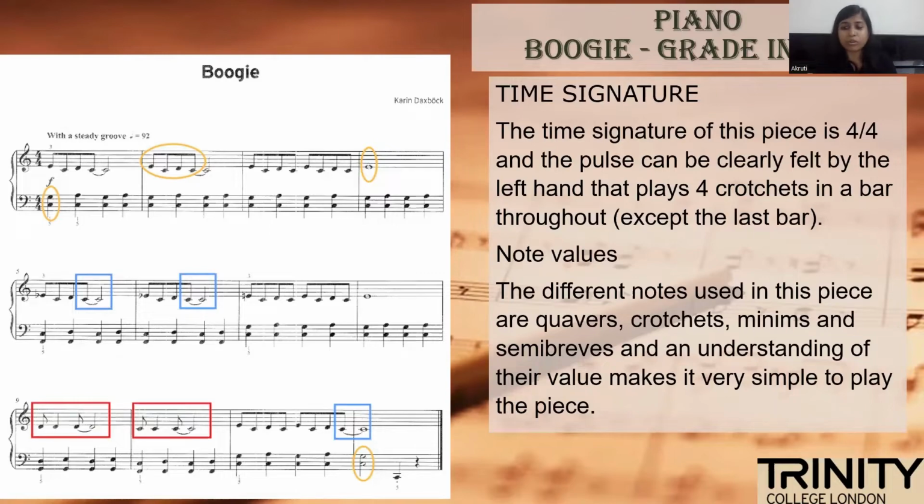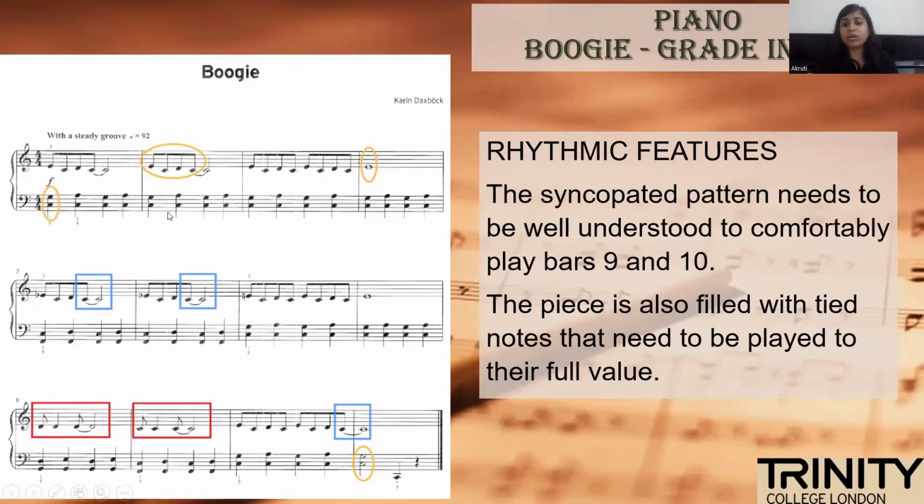It is very important to understand the value of these notes and be able to count them accurately. This will make it very easy for the performer to learn and play the rhythm of this piece. If you observe in bar 9 and 10, we've marked it in red, we have syncopated patterns. Now, if you know what a syncopated pattern is and what it does to the music, it becomes easy to anticipate the shift in the expected accent, which helps convincingly project this in your performance.